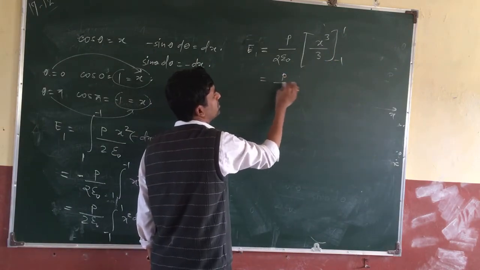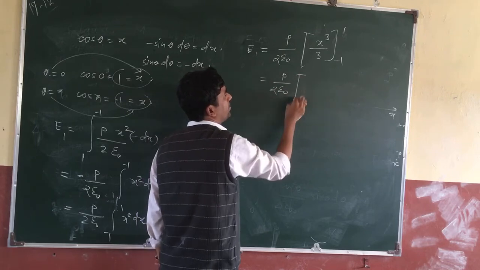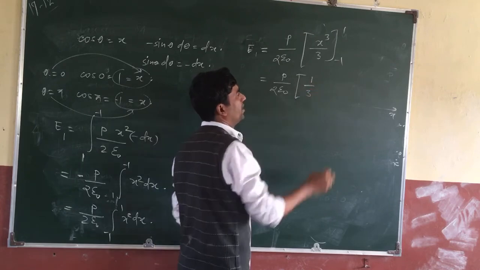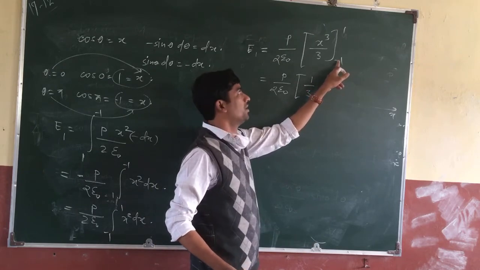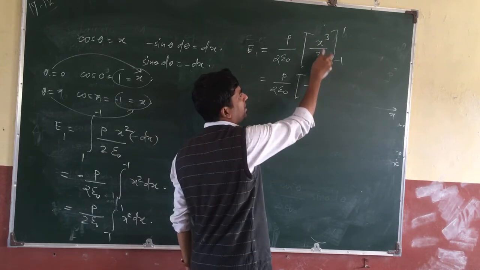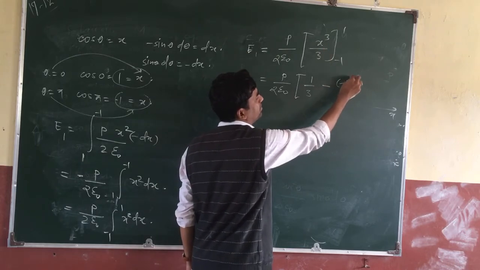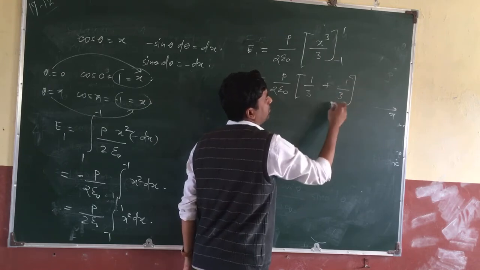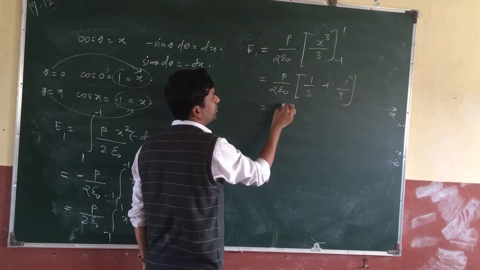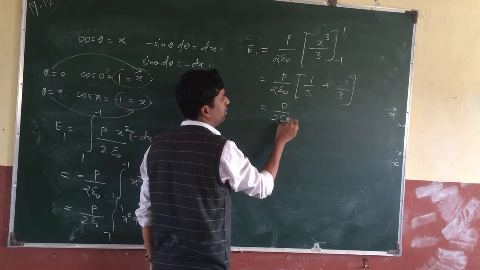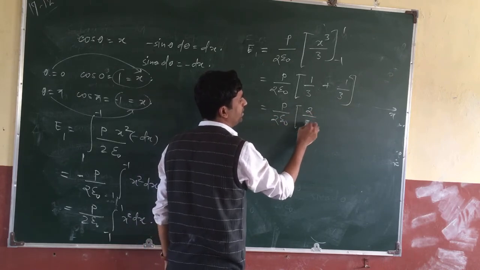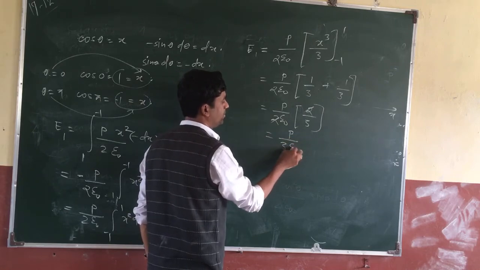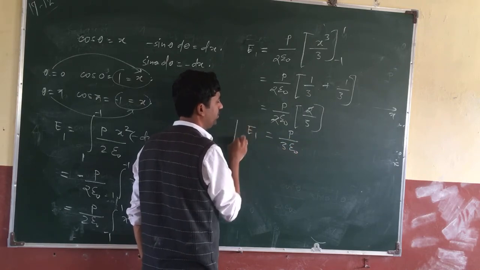If you substitute x is equal to 1, this will be 1 by 3. And for minus 1, when you substitute, this will be minus, and here it is a minus sign, so minus into minus will get plus. So this is 1 plus 1 by 3, P divided by twice epsilon naught, which equals 2 by 3. So this 2 will get cancelled. You will get E1 is equal to P divided by 3 epsilon naught. So this is the value of E1.